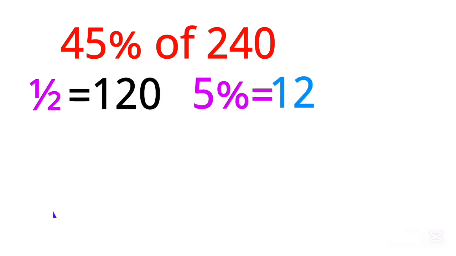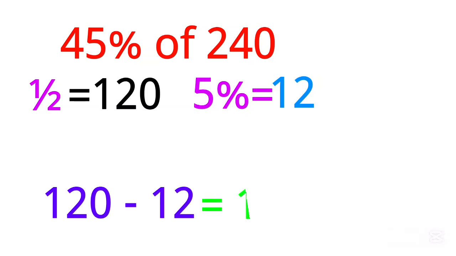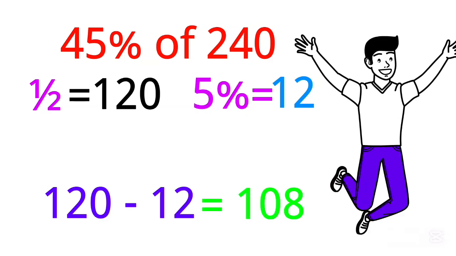You're a genius. Last one. 45% of 240. Half is 120. 5% is 12. 120 minus 12? 108. You are officially faster than a calculator.